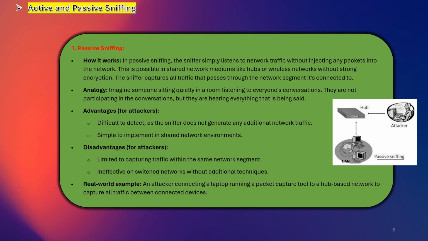Passive sniffing. Passive sniffing involves silently capturing network traffic without injecting any packets. It works in shared network environments like hubs or unsecured wireless networks. It is difficult to detect since it doesn't interfere with network operations. Example, an attacker connects to a hub-based network and captures all traffic without being noticed.